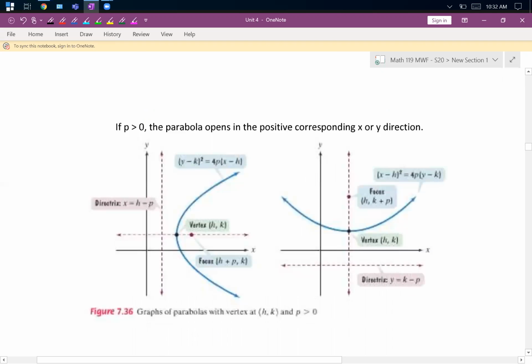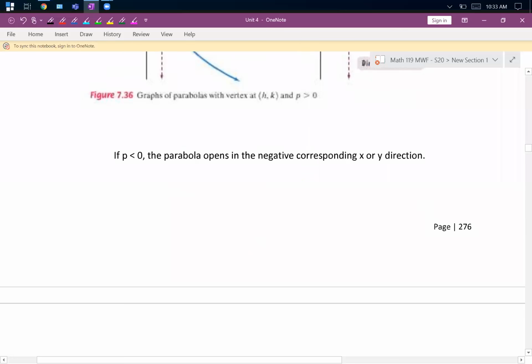If your p is positive, then the parabola is going to open in the positive corresponding direction. So if it's opening either up or down, the positive is going to be up. If it's opening left or right, the positive is going to be to the right. And similarly, if the p is negative, then the parabola opens in the negative corresponding direction. So if it's up or down, negative p, we're opening down; left or right, negative p, we're going to the left.